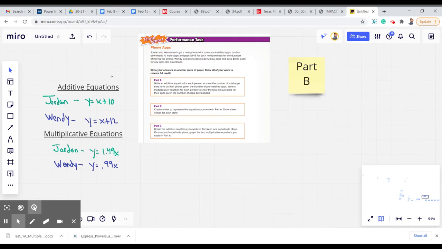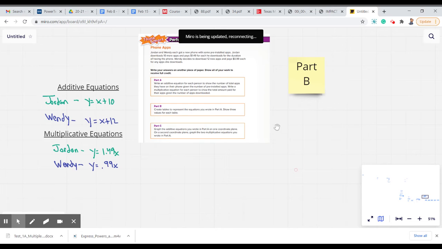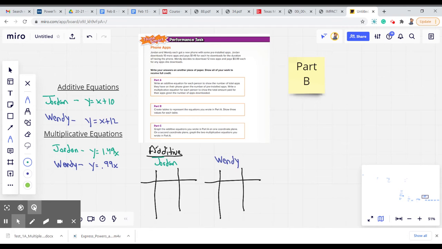All right, part B. I've written our additive and multiplicative equations that we got for Jordan and Wendy over here to the left. Part B says create tables to represent the equations you wrote in part A. Okay, so let's go ahead and create our tables. Okay, so I'll set two tables up down here, and let's go ahead and get started.